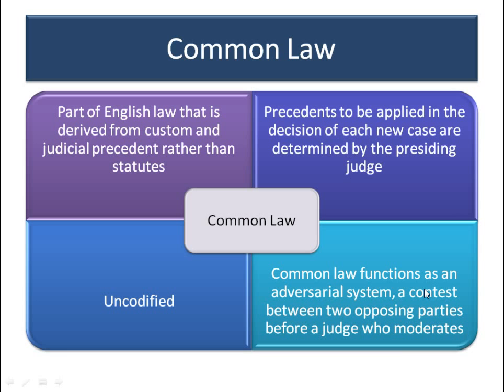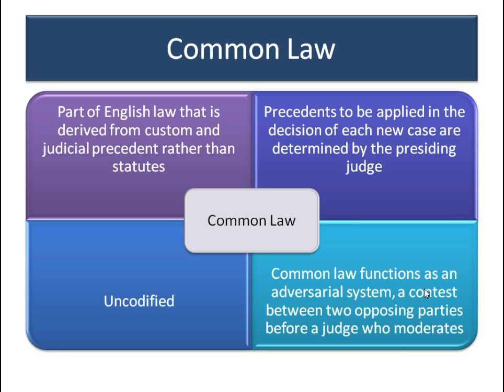Common law. The American system is characterized by common law. It's derived from England and part of the English law tradition. It combines judicial precedent, or decisions made by judges, with custom. It is not codified. In other words, it is not in the form of a statute. Precedents are how judges rule in a common law system.